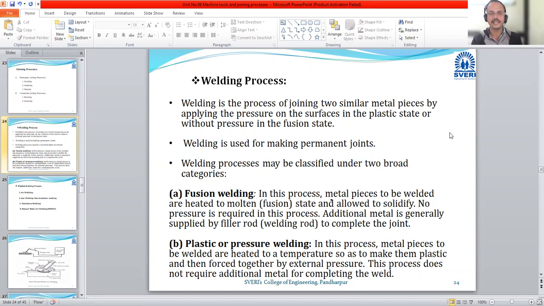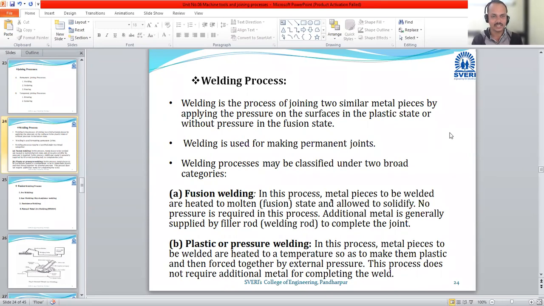So fusion welding is the welding process in which we melt the workpiece metal and a filler rod. Then we allow this molten metal to cool, and after cooling it creates a joint. So this is one process, that is fusion welding.